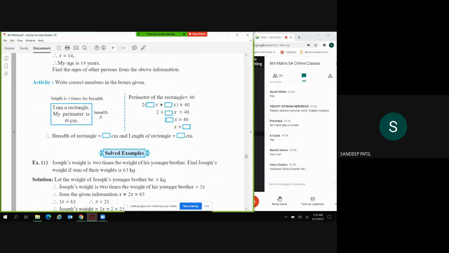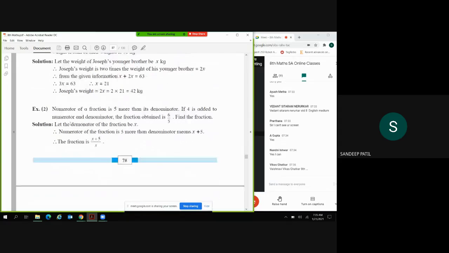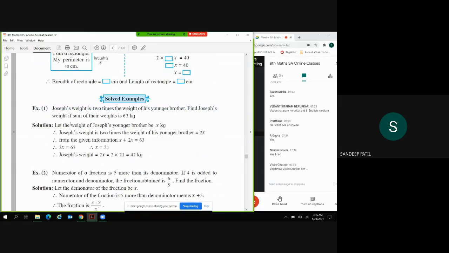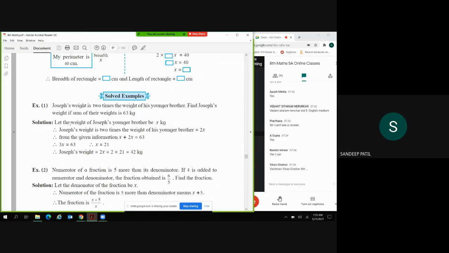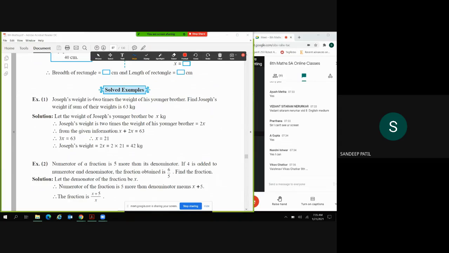So there are different examples. But if you have any questions, I can directly jump onto that, or we can go through some problems one by one. About these solved examples, let's see what they have mentioned. We have to be very careful about the statement that is given, and according to it make the mathematical formulation. Here, see, Joseph's weight is 2 times the weight of his younger brother, right?